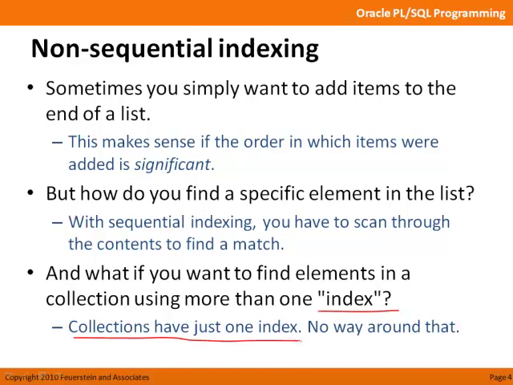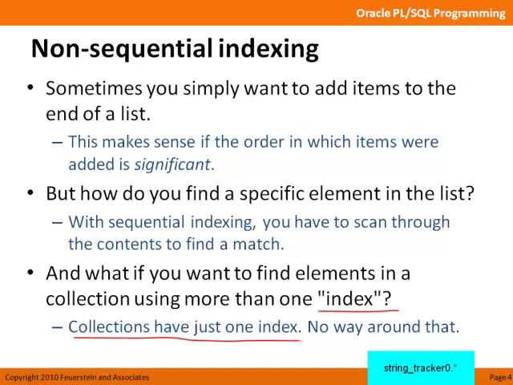It's not like an Oracle relational table where I can simply create multiple indexes on my table, thereby enabling faster access to those specific rows using different pieces of data to find them. And there's no way you can get around that. The collection has just one index.